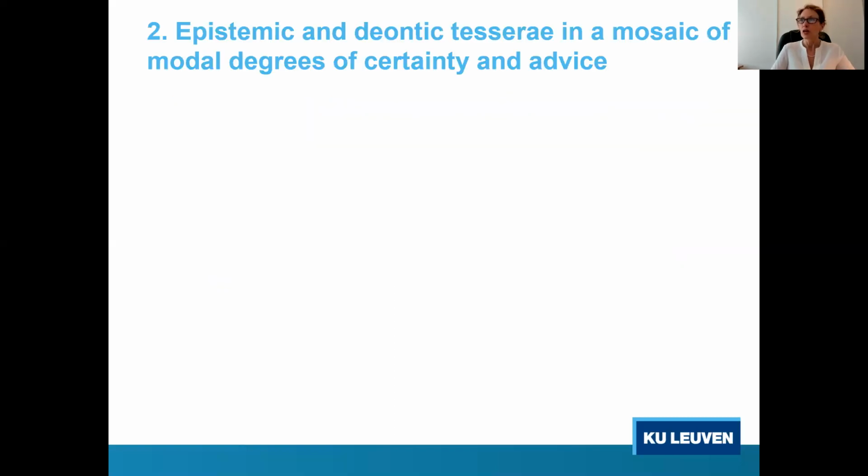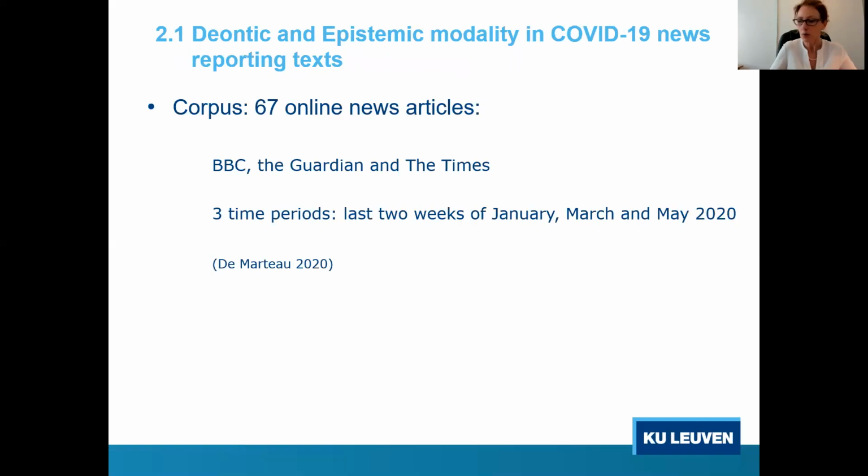A second case which I wanted to comment on today, and that's my main case, is that where the epistemic and deontic modal meanings work together to create a unified mosaic text. And that relates to degrees of certainty in one type of text and to degrees of advice in another type of text. The first text type which I want to discuss is that of news articles which reported in 2020, last year, on the COVID-19 pandemic.